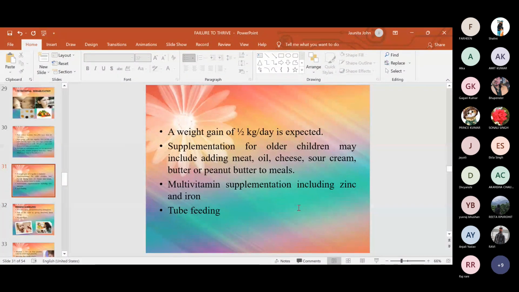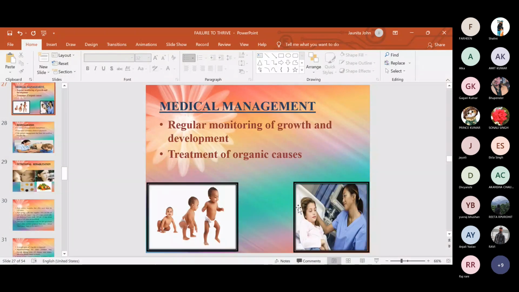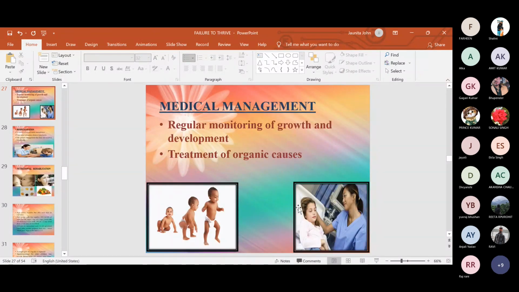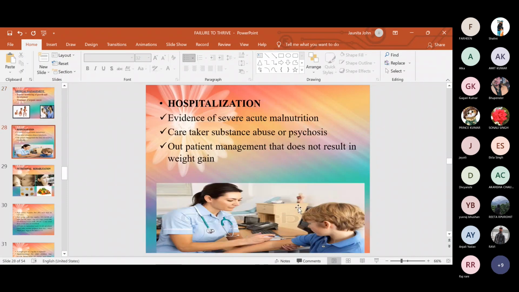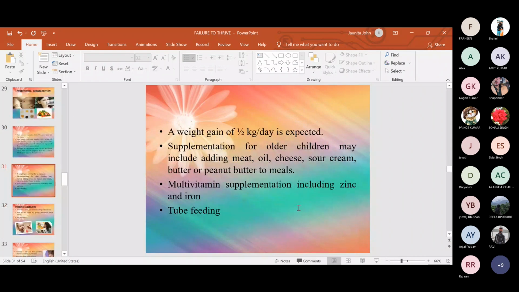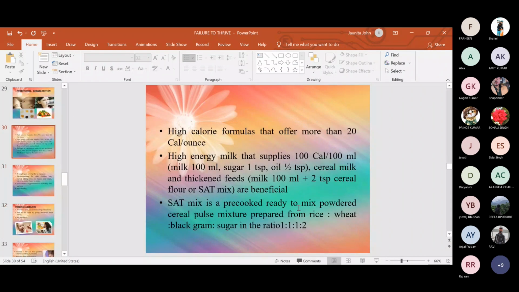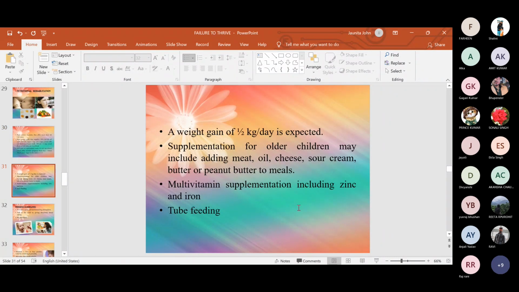Next, a weight gain of half kg per day is expected. Whatsoever baby's weight will be there, as we have seen in the previous slide, over here in the slide we have seen regular monitoring of growth and development. So once you are monitoring the growth and development, you will be monitoring the weight as well. In order to maintain weight, first of all you have to give certain supplements. We have seen here what all supplements: high calorie formulas have to be given, high energy products, milk and milk products should be given. So basically under that we will be seeing a weight gain of half kg per day is expected.